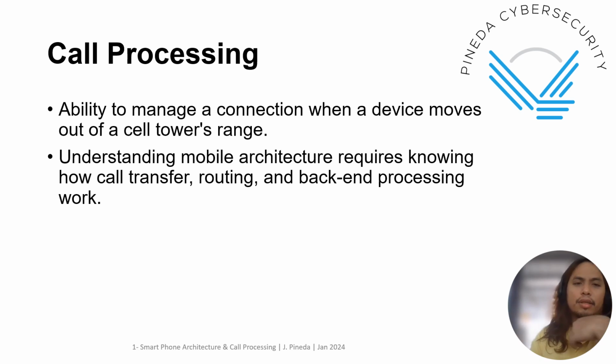So call processing talks about the ability to manage a connection when a device moves out of a cell tower's range. And this is very important to know because these are the building blocks. So these are the foundations. So understanding the mobile architecture will require us to understand call processing. And call processing involves how we transfer the calls, routing, and back-end processing work. So we will not go in very detail, but for us just to understand how the call transfer works.